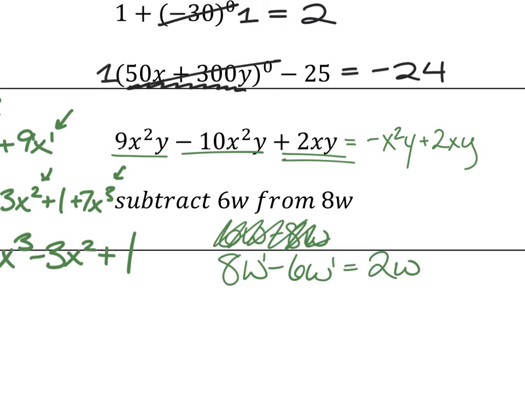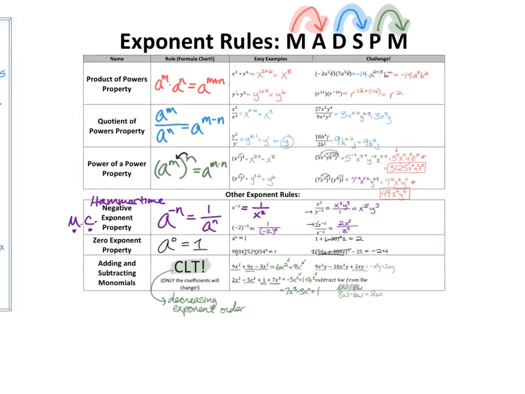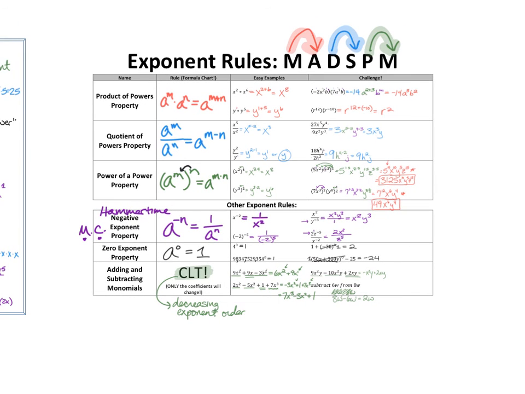That finishes up all of our exponent rules. So we started off with MADSPAM: multiply, add, divide, subtract, power to a power, multiply the exponents. We got our hammer time rule, which means we got to get rid of our negative exponents by moving and changing, MC Hammer. We have our zero exponent property. Anything to the 0 power is equal to 1, no matter how crazy it is. And then when we want to add and subtract these terms with exponents, we have to make sure we're combining like terms. Otherwise, we cannot combine them. We'll have polynomials, which means many parts, when we finish problems like this.